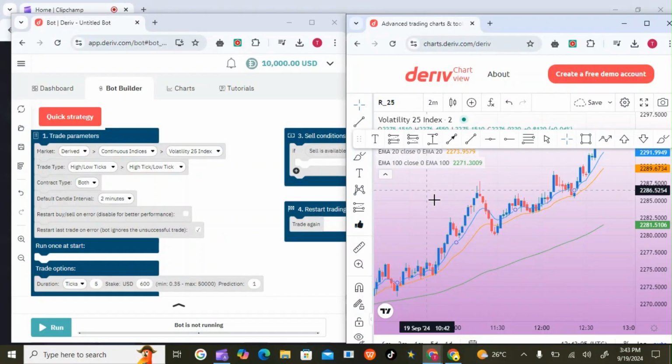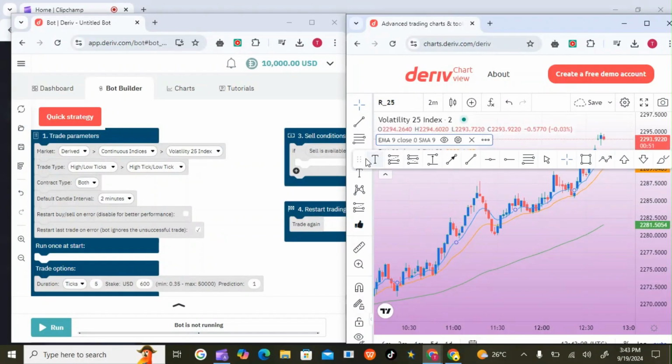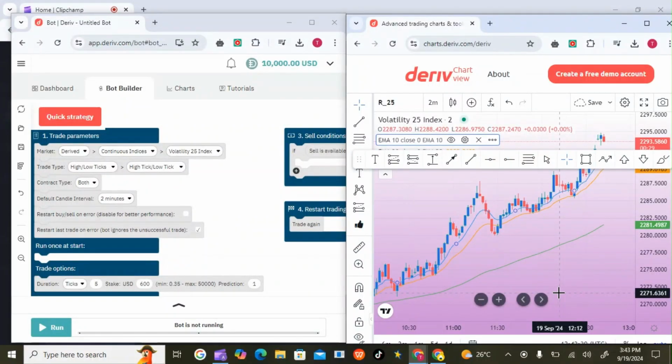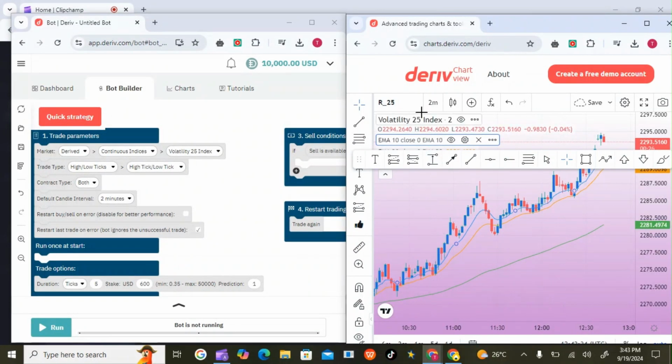So the last, let me pull this one above. For the last exponential moving average, you will put it to length 10, and it should be the exponential moving average, not a smooth moving average. Put it to 10 and leave the color blue. So this is it. You can see we are using a 2 minutes candlestick interval. Back here I have set the minimum number of ticks, and that's 5 ticks, this one, and the stake I'll be using is 600.